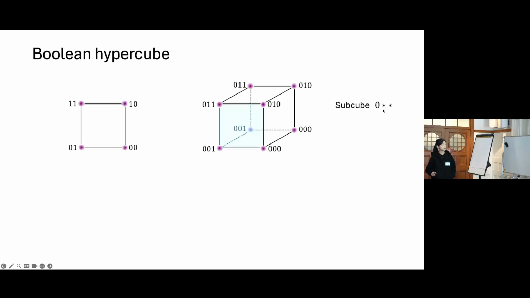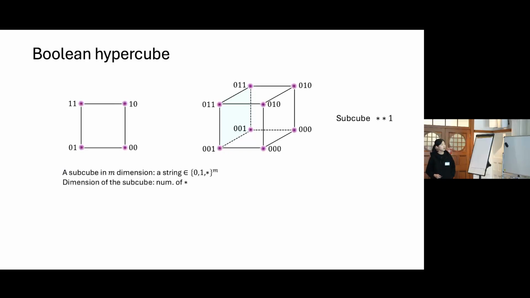0, star, star. Star means it can take both 0 and 1 values. And this is also a subcube. In general, a subcube that lives in an ambient m-dimensional space is a string that takes values in 0, 1, and star. And the dimension of the subcube is just the number of stars. Another example, more exotic: this is in 7 dimensions, and it has 3 stars, so it's a subcube of dimension 3.